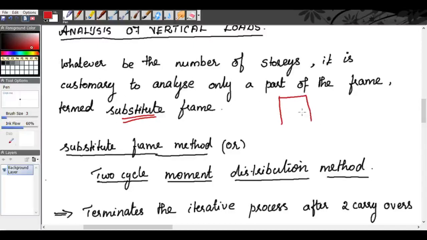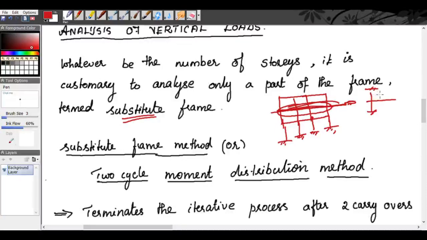Suppose you have this, a 3-story 3-bay frame. If we need to analyze this frame, sometimes we may take this part, that is the second story of the building, and we will be analyzing this part. So this is called the substitute frame. This part can be approximated like this. So we call this the substitute frame.